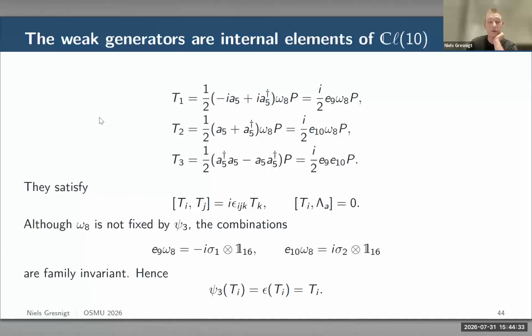So now we're in a position where we can define the SU2 generators, which I've done here. And so although, as I mentioned before, the omega 8, the CL8 pseudoscalar, is not fixed by S3, when we look at the combination E9 times omega 8 and E10 times omega 8, then they are fixed by S3. And so this copy of SU2 is invariant under the S3 family symmetry.